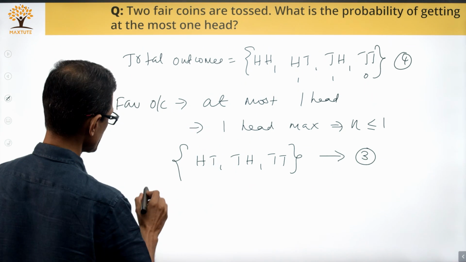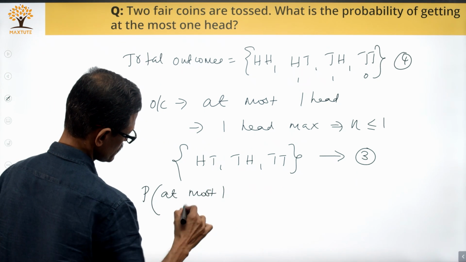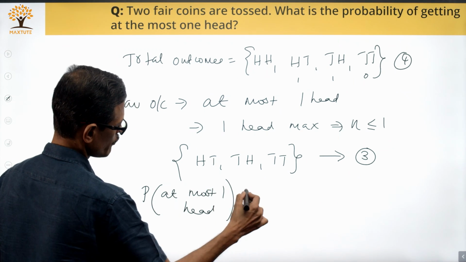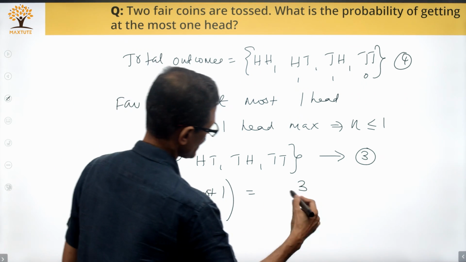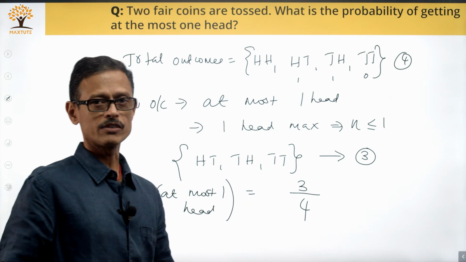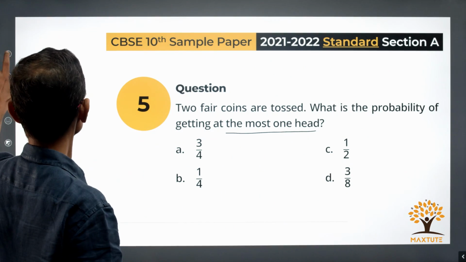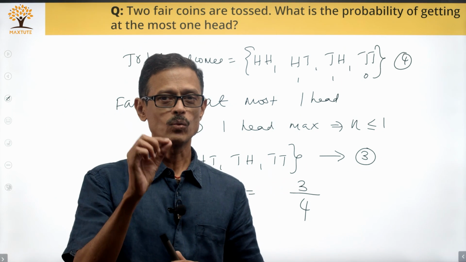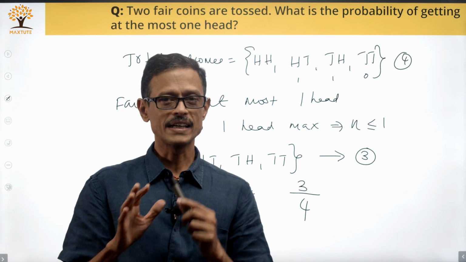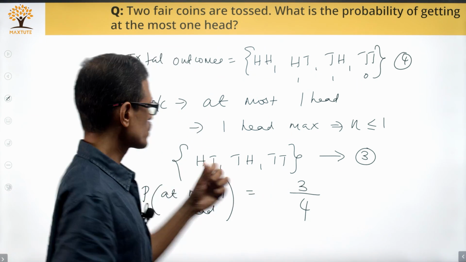So, the required probability of at most 1 head is the number of favorable outcomes, which is the outcomes in which you will have a maximum of 1 head, divided by the total number of outcomes, which is equal to 4. 3 by 4 is the required answer. I think choice A is the correct answer to this question, right? Let's move on. The crux of this question is basically understanding what the term at most 1 head means. Once you have got clarity on that, this question is very straightforward. Go to the second question.